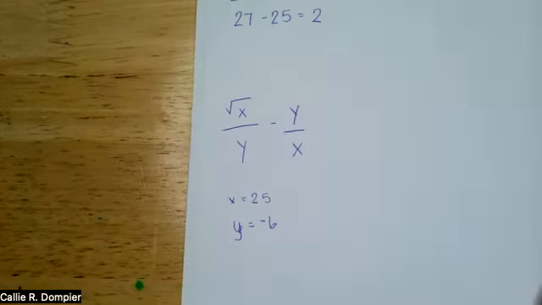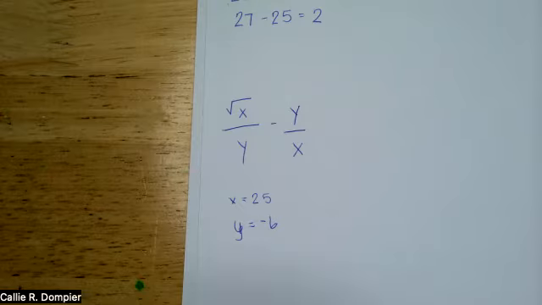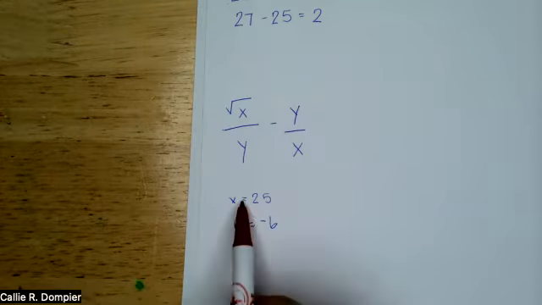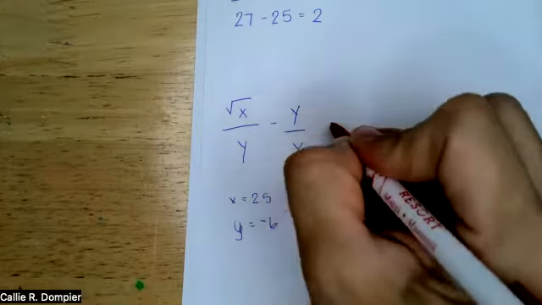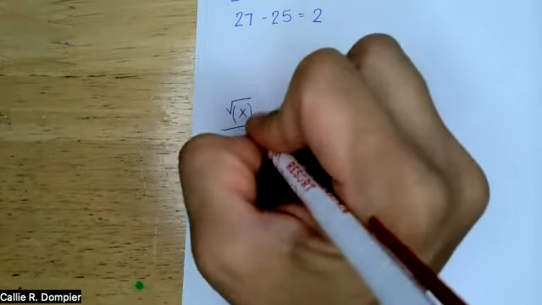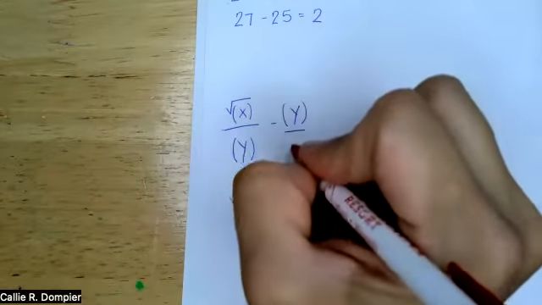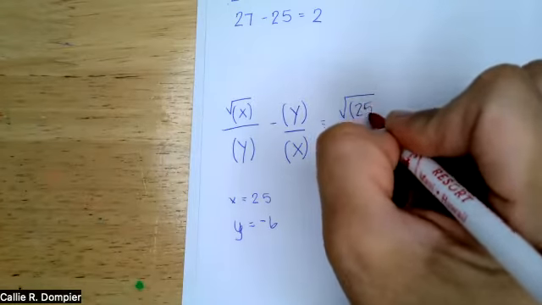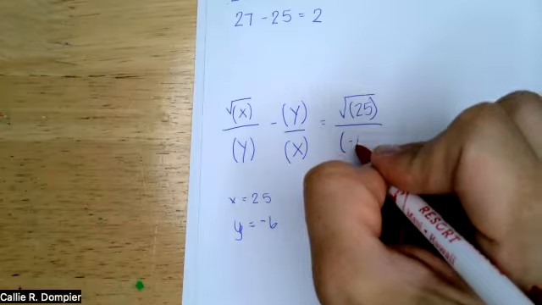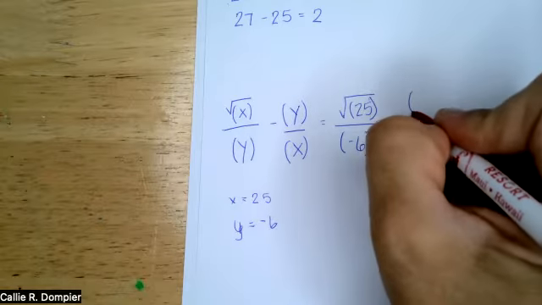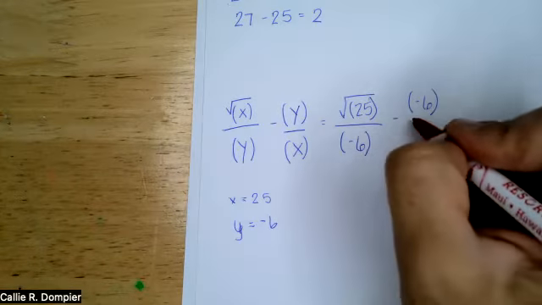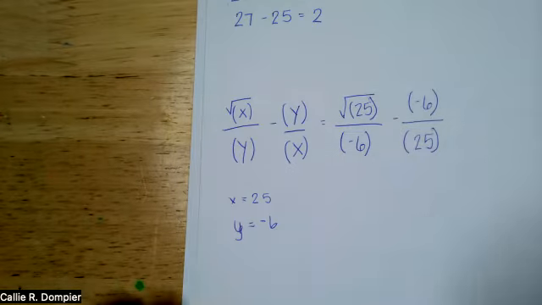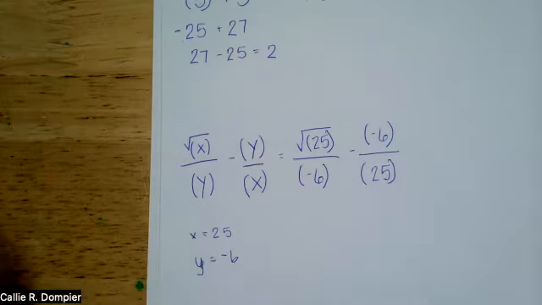Okay. Last one was the square root of x divided by y minus y over x, except that they gave us that x is 25 and y is negative 6. So let's substitute those in. Remember, I put them all in parentheses. And then the square root of 25 over negative 6 minus negative 6 over 25. Hopefully I'm doing this right. I often copy things wrong. Ooh, I remember the negatives and everything.